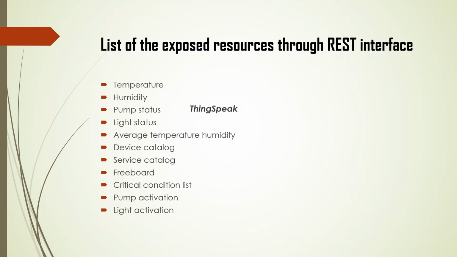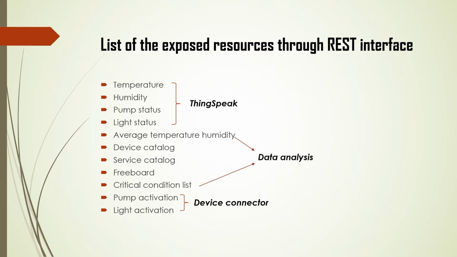The FinSpeak platform exposes temperature, humidity, pump status, and light status, which are stored in a different channel for each plant. The device connector enables pump and light activation through a set of GET requests. The data analysis service provides average temperature and humidity and a critical condition list, where critical temperature and humidity values are stored if detected. The catalog service exposes a list of services and devices active together with the necessary endpoints to enable discovery and communication between the services.